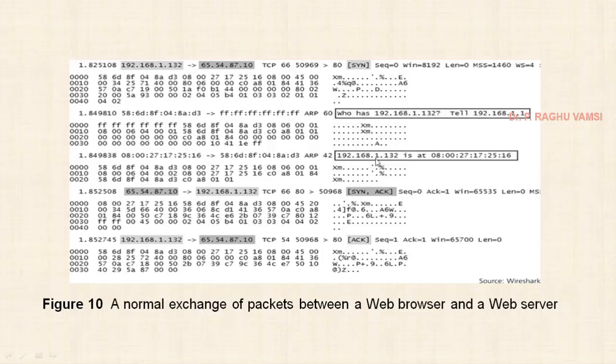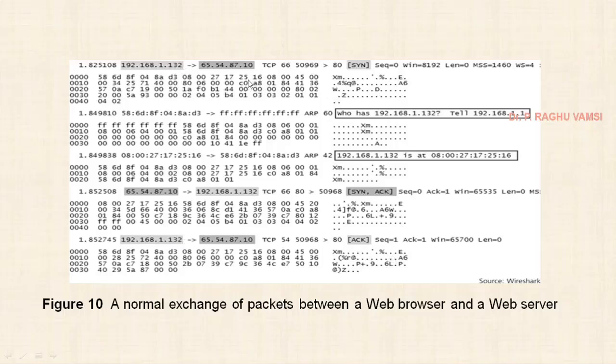Now ARP will send back the physical address of the corresponding IP address. When the physical address of the IP address was sent back, then whatever response is sent by the public address 65.54.87.10 will be received at the local address 192.168.1.132. That is the SYN-ACK, the synchronous acknowledgement signal. In order to respond to the SYN-ACK signal, obviously 132 has to send an acknowledgement back. Then only the connection will be established.